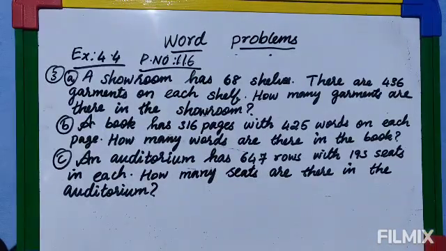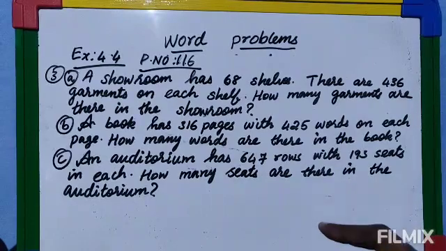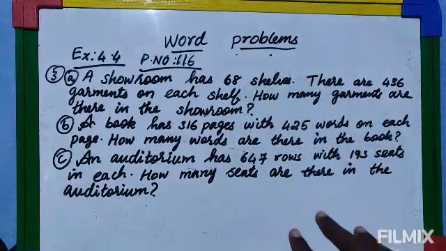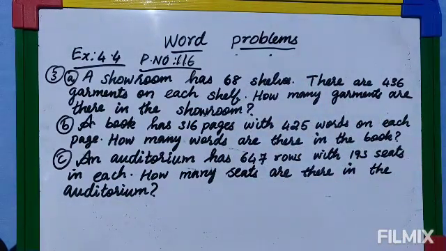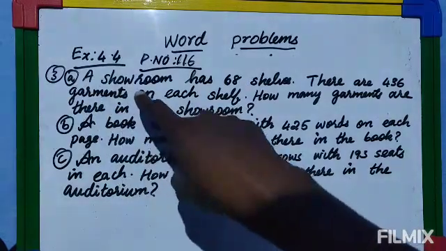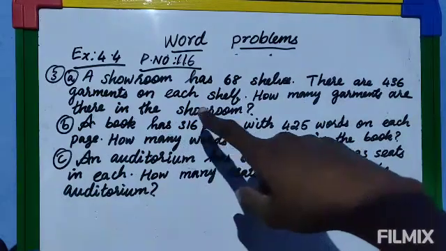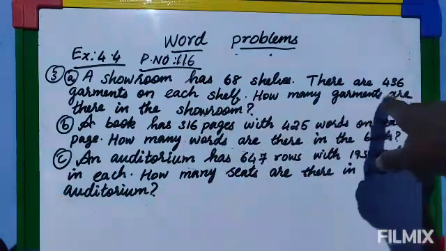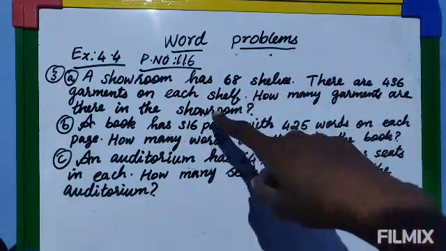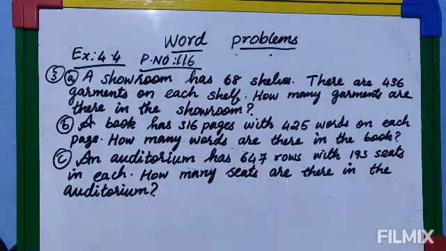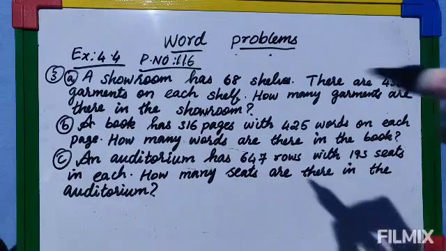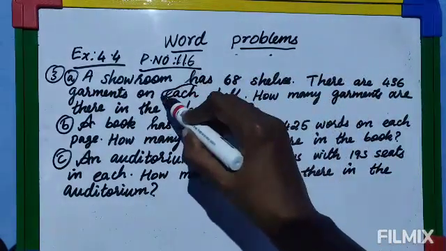Now from exercise 4.4 on page number 116, I will explain how to do it, and how to get the idea of finding out whether it is multiplication. Here, first A1: a showroom has 68 shelves. There are 436 garments on each shelf. How many garments are there in the showroom? So here, each shelf. Each means 1.